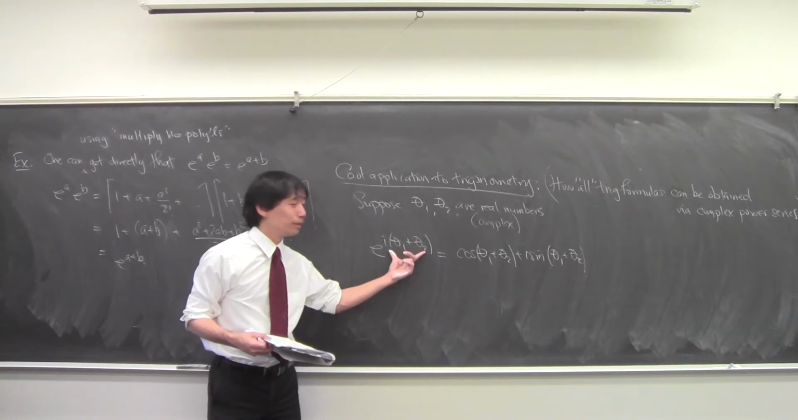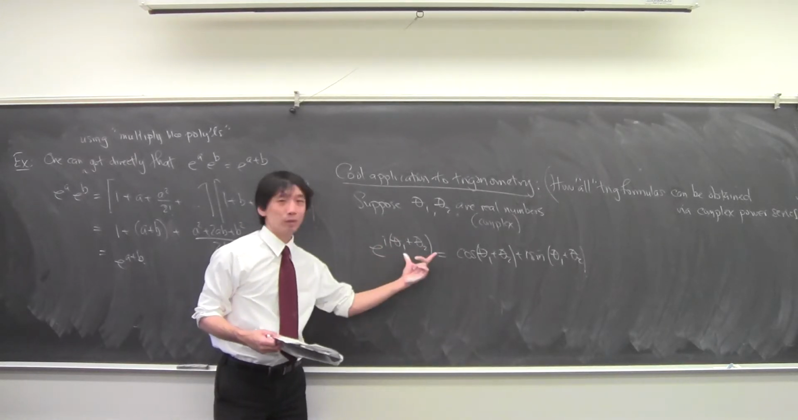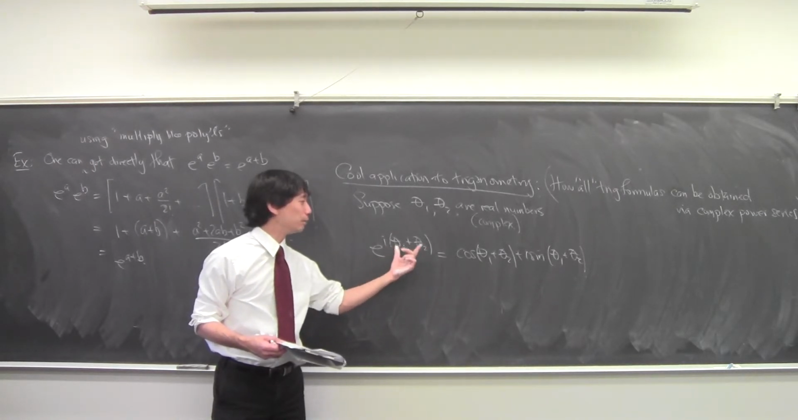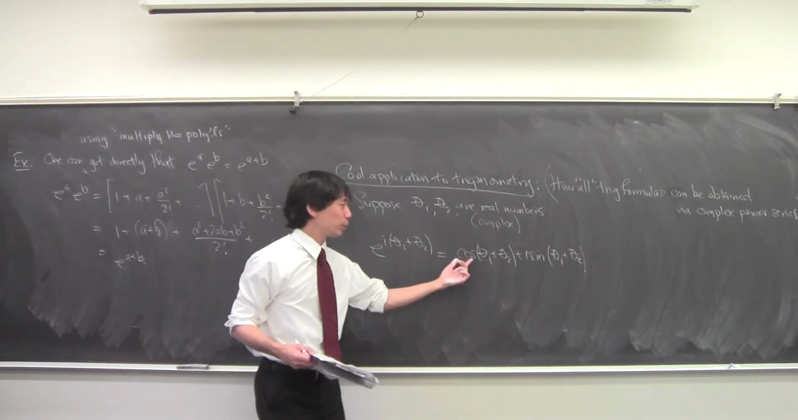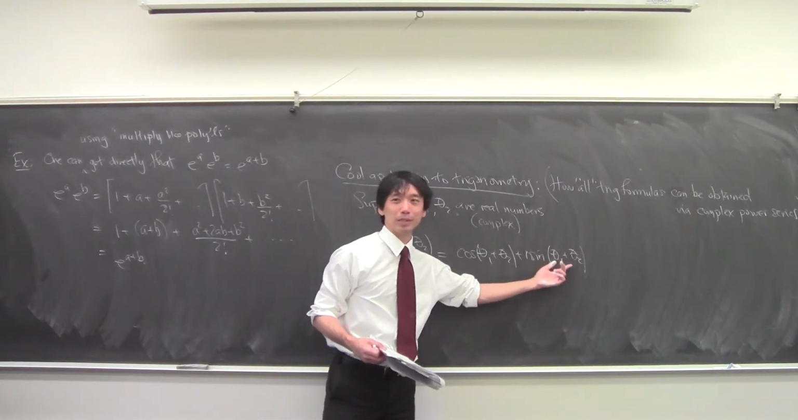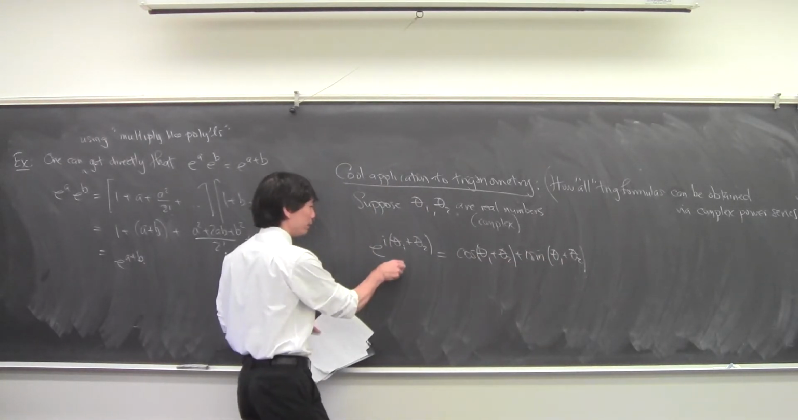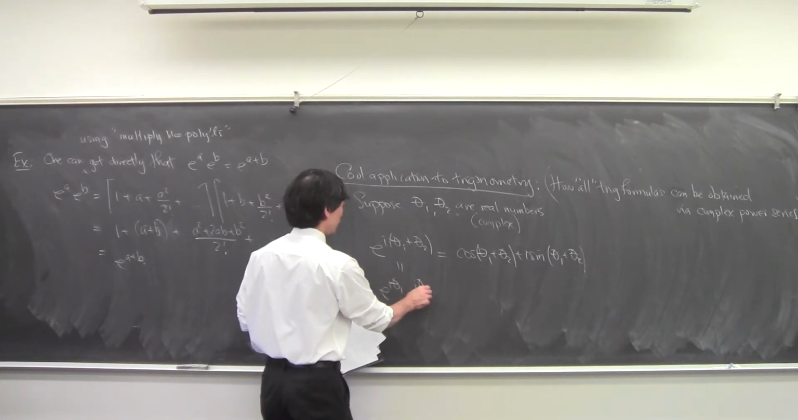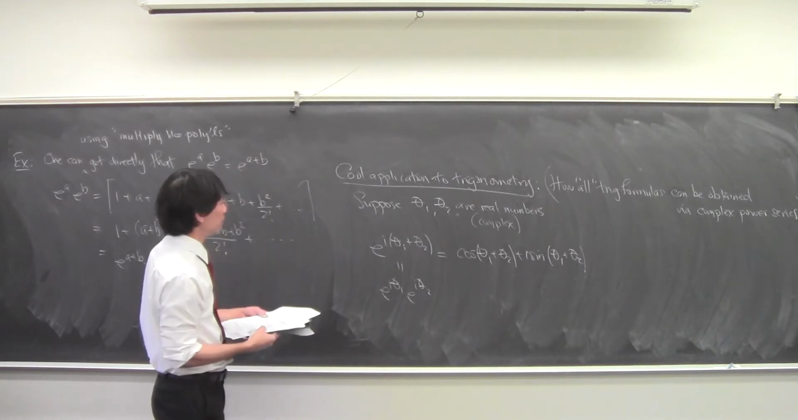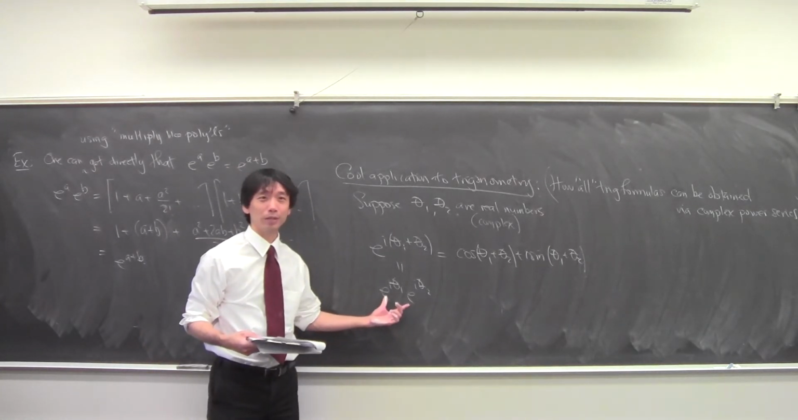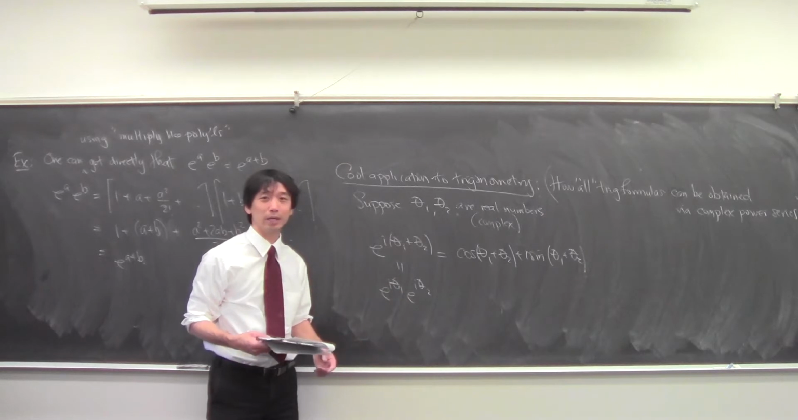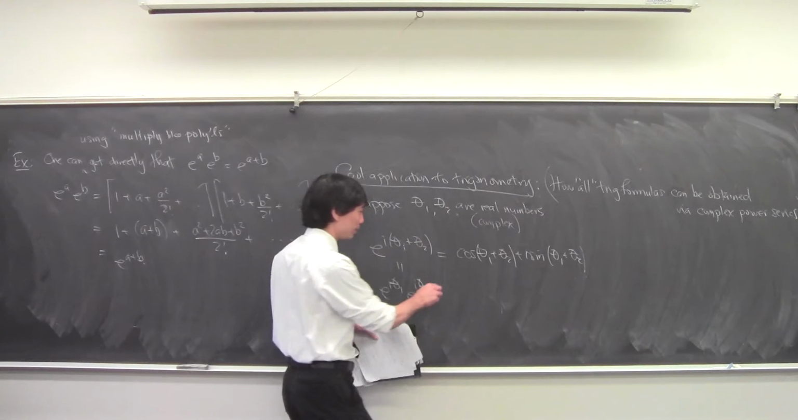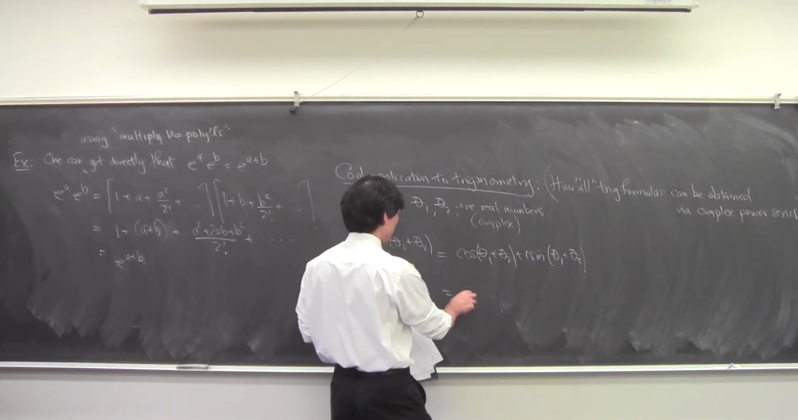Okay, so here we go. De Moivre's formula for a sum: e to the i theta 1 plus theta 2 equals cosine of theta 1 plus theta 2 plus i sine of theta 1 plus theta 2. Now, this is the same thing as, using this fact, we can write this as a product: e to the i theta 1 times e to the i theta 2. So let's use de Moivre's formula again.